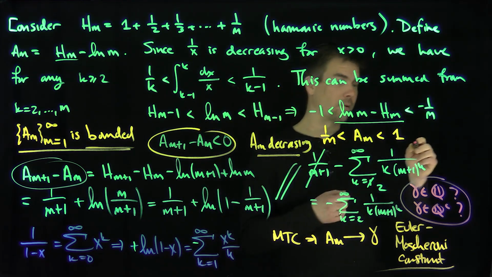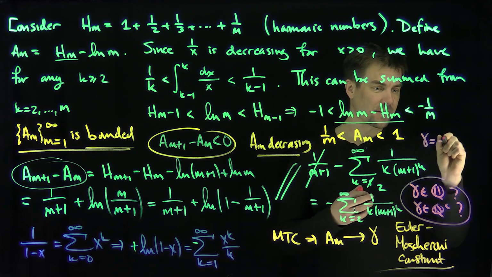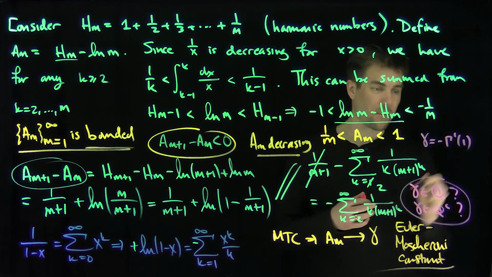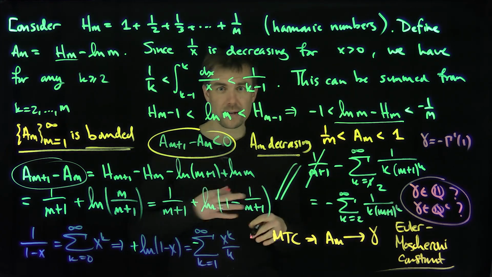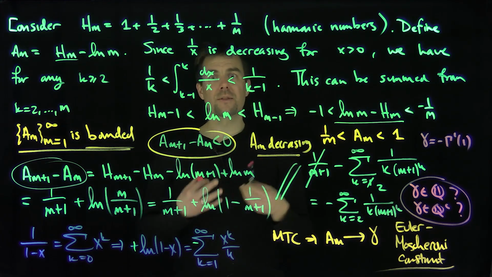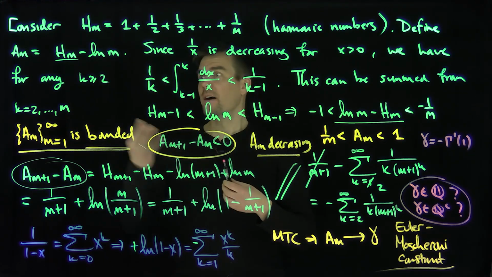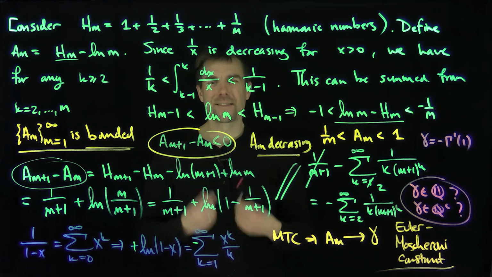One really neat thing, from what we'll recall with the gamma functions from further videos, is that this gamma is negative the derivative of the gamma function at 1. So there are all sorts of interesting spots where this Euler Mascheroni constant comes up in mathematics, and this proves that the Euler Mascheroni constant arises from a limit of this sequence, that is harmonic numbers minus a logarithm. Thank you very much.